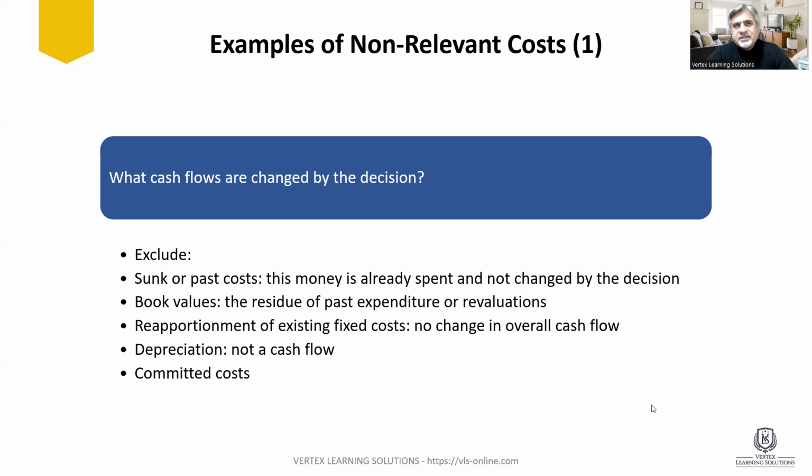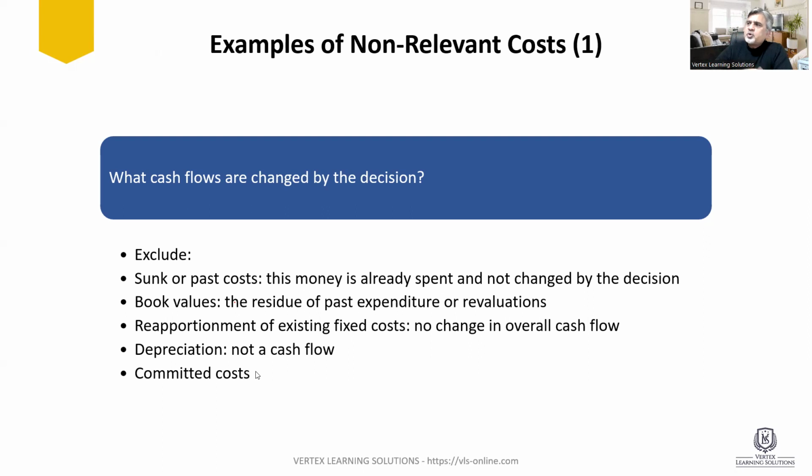So we have to only see the change in the cash flows as a result of taking the decision. So reapportionment of existing overheads is not allowed because they already exist. Okay, these are not new. Yes, if there is a change in overheads, that change is relevant. Depreciation is not a cash flow. Committed costs are not relevant.